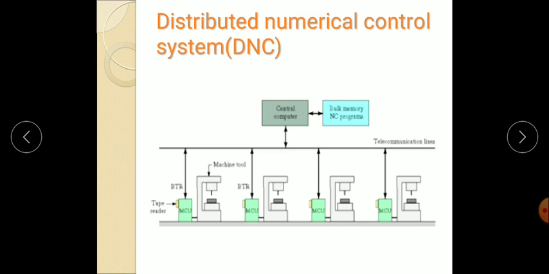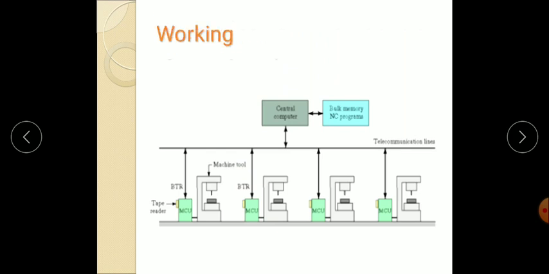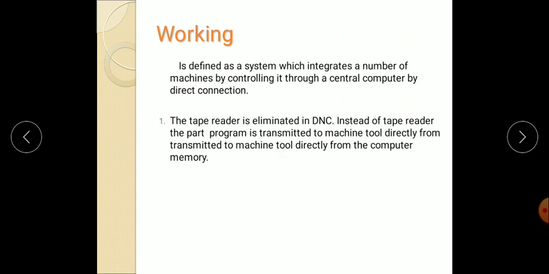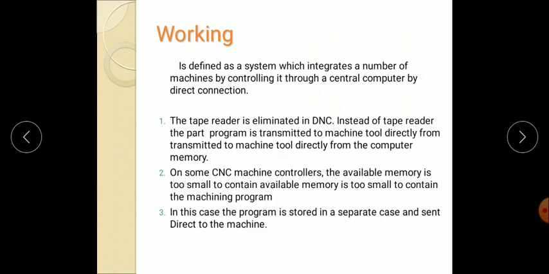So what are the advantages of these DNC machines? It provides greater flexibility. It eliminates the use of punch tapes. Then it collects, processes and reports data. Then it provides central control of machine tools. Then it increases the productivity and saves time. So this is the working that we have seen now.